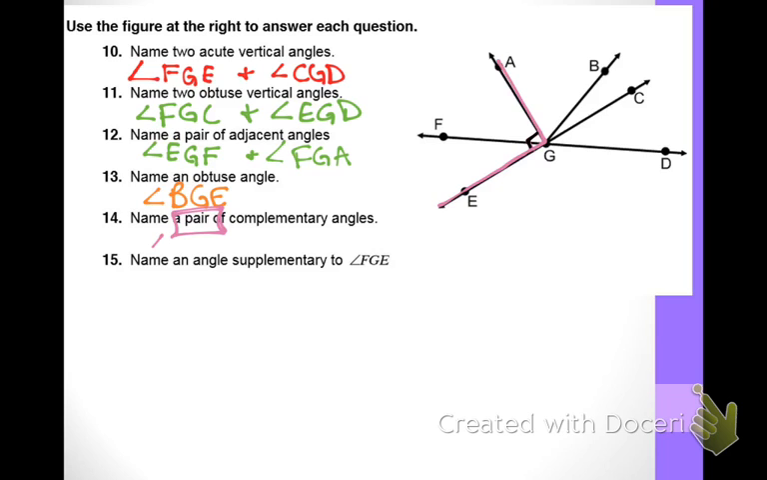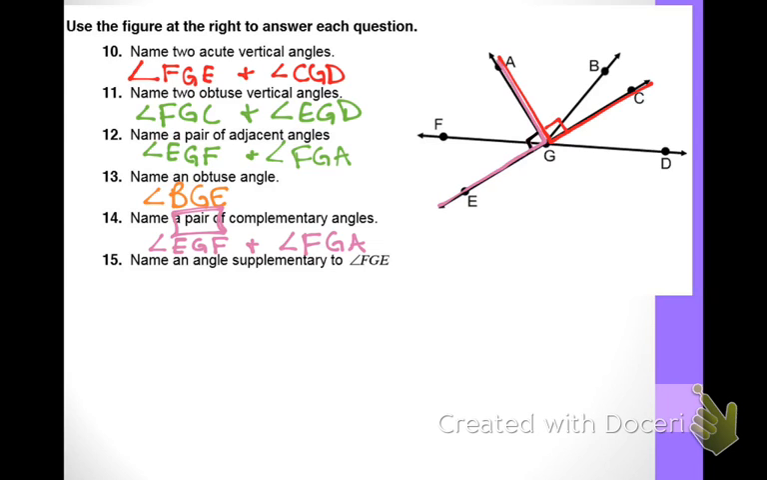EGF. Yep. EGF and angle, what do we say? FGA. That is correct. There's also a second set. Can anybody see them? A second set of... AGC is also a right angle. You guys are doing great.